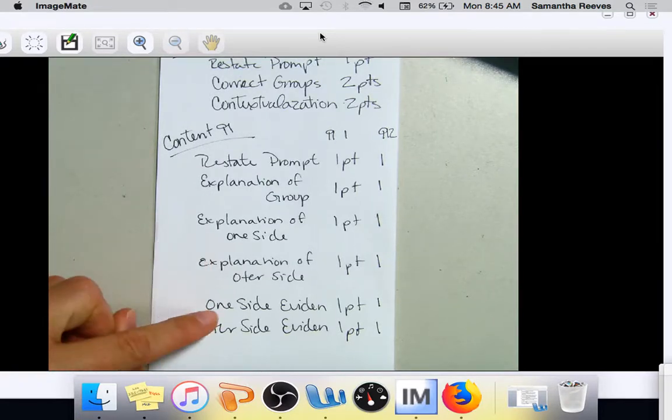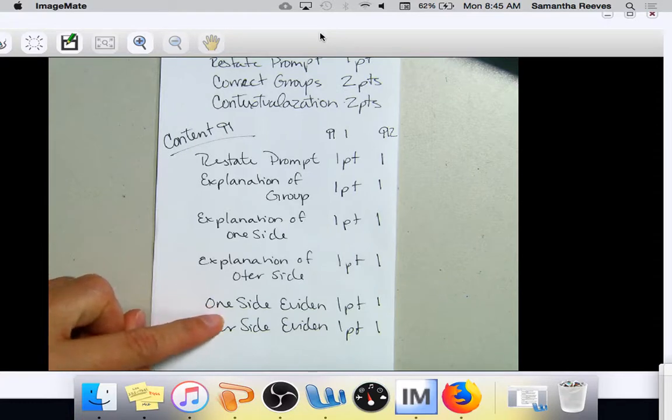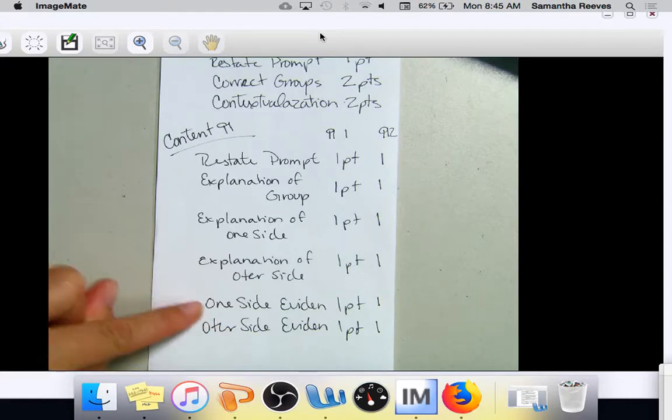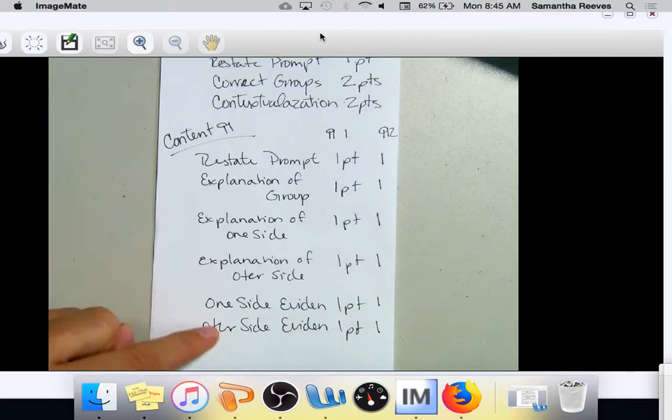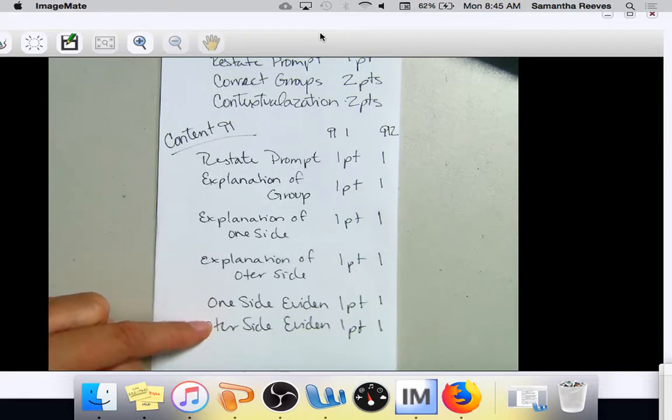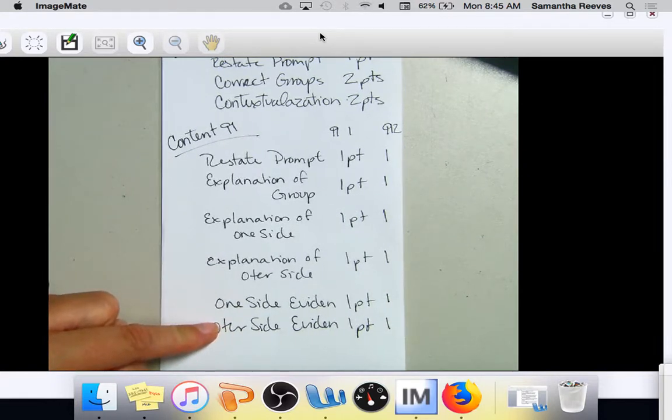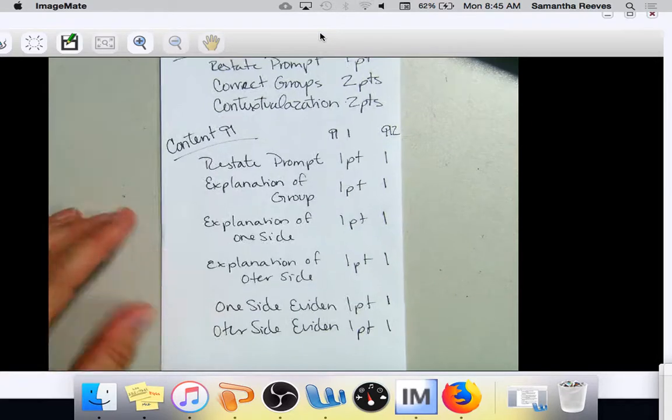And then they have one side of evidence for the Mongols. So they're going to say they're going to import Persians from the Ilkhanate of Persia, and they're going to come over and create a Persian bureaucracy that is based on whatever. And then on the other side, for the Tang, you're going to write that they're going to use the civil service exam in order to find the correct officers. So it all should be in the same paragraph.